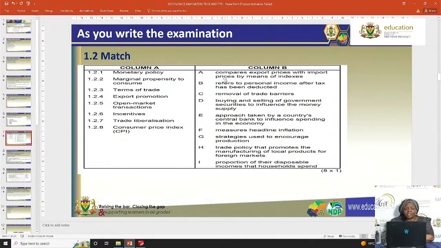And then as you go to your explanation of concepts, you read the concept. It's easier if you read here, compares export prices with import prices by means of indexes. Then when you come this side, it is easier to go through the concepts quickly. Is it monetary policy? Is it marginal propensity, and so on. Then you are able to find your answer quicker than when you are supposed to read a concept.